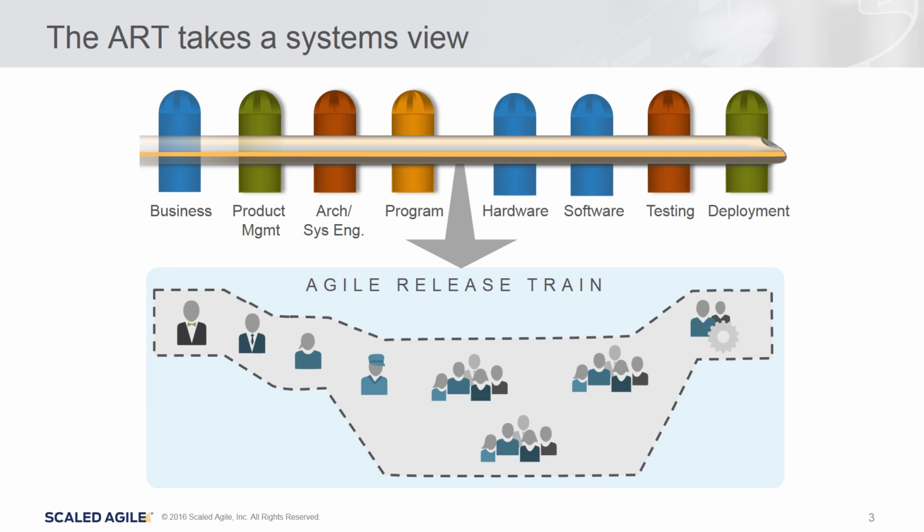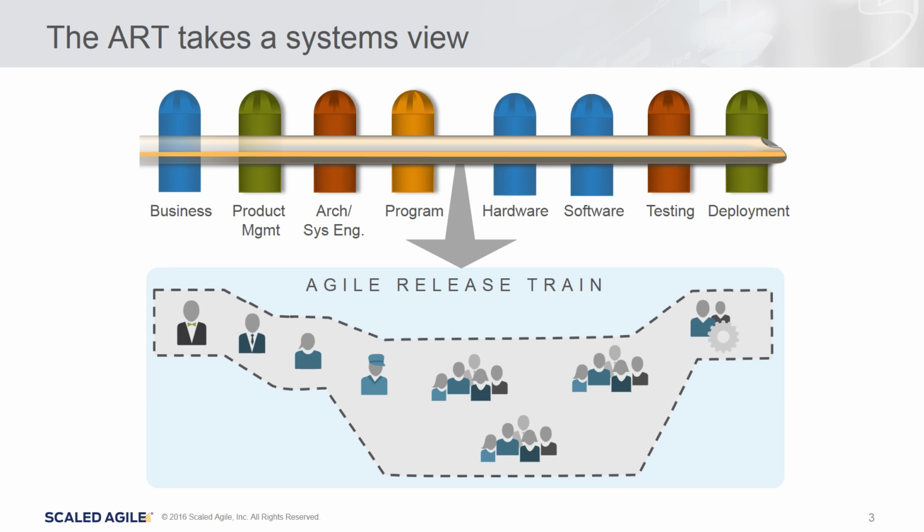The Agile Release Train truly takes a systems view. It brings together the people we need to deliver large amounts of value. That includes our business owners, our representatives from the customer, product management, architecture, systems engineering, UX, hardware, software, testing, people involved in manufacturing or deployment of our solution. And we create this virtual program.